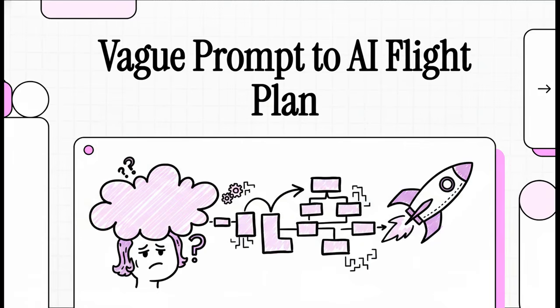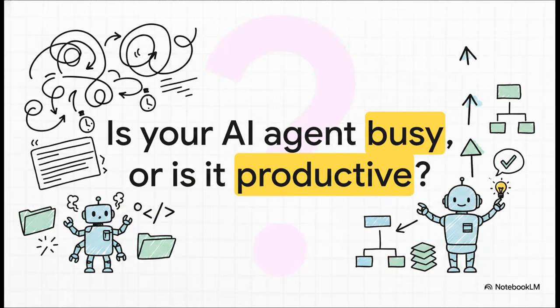When it comes to AI development, there's often this huge gap between a simple idea and actual working code. So today, we're going to explore how to bridge that gap. We're talking about turning a vague, fuzzy prompt into a super precise flight plan for your AI coding agent. Let's dive in.